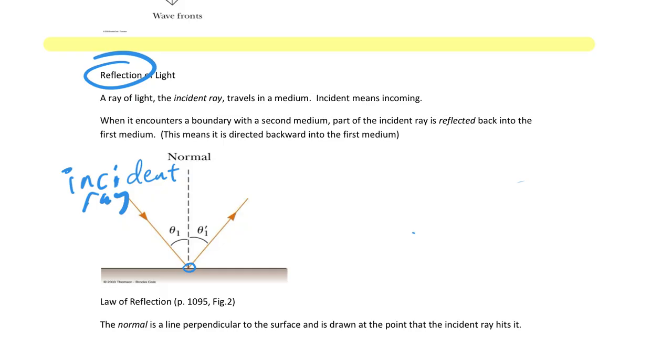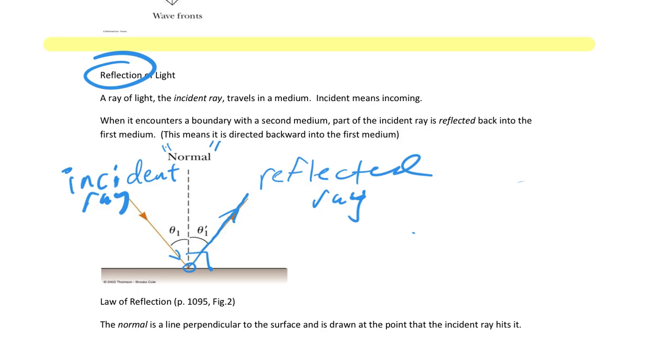And what I do is I draw a perpendicular line at the point that the incident ray hits. We call that the normal. It's not the normal force. It's just a reference line, and it's always perpendicular to the surface the ray is reflecting off of. Then the ray will reflect. We call that ray the reflected ray.